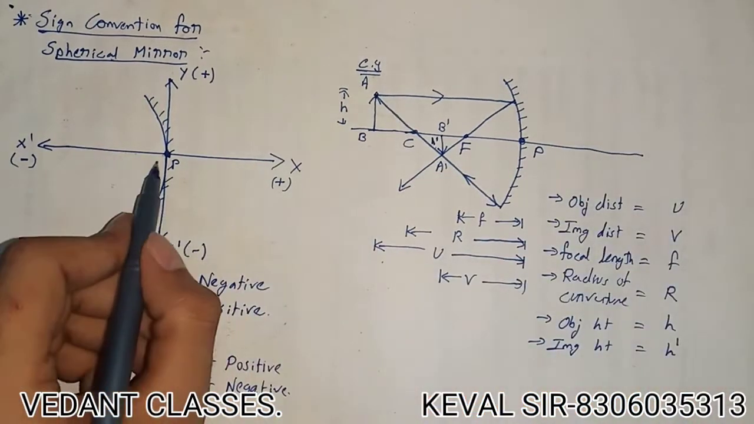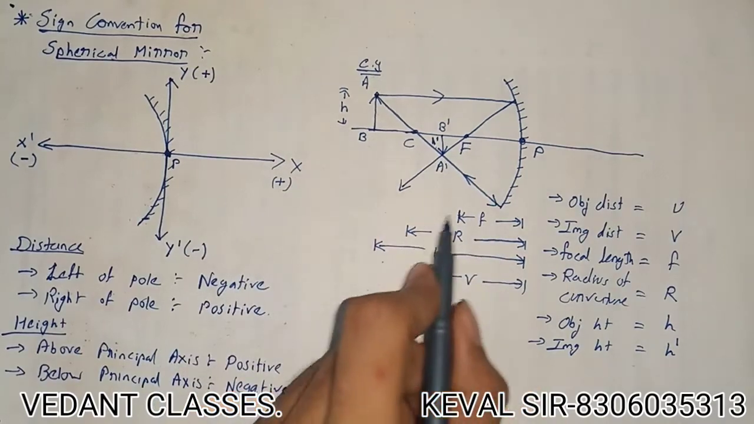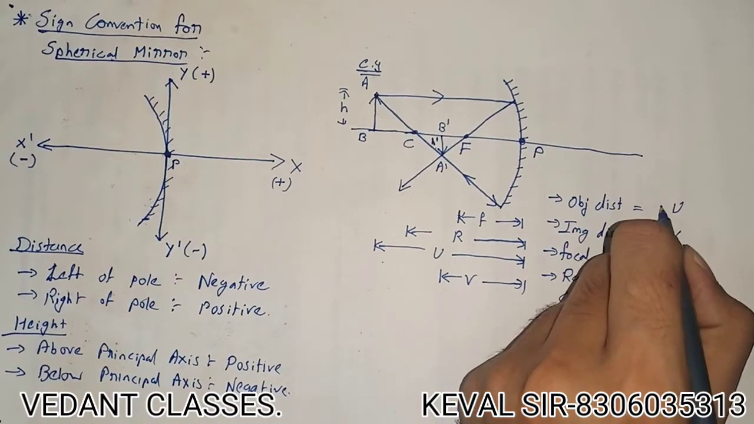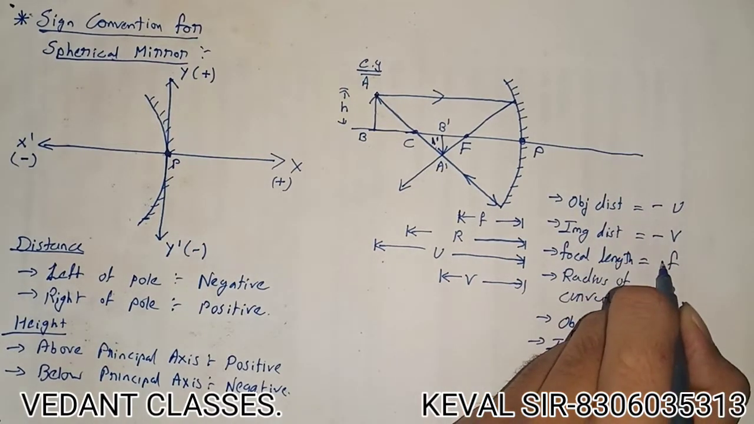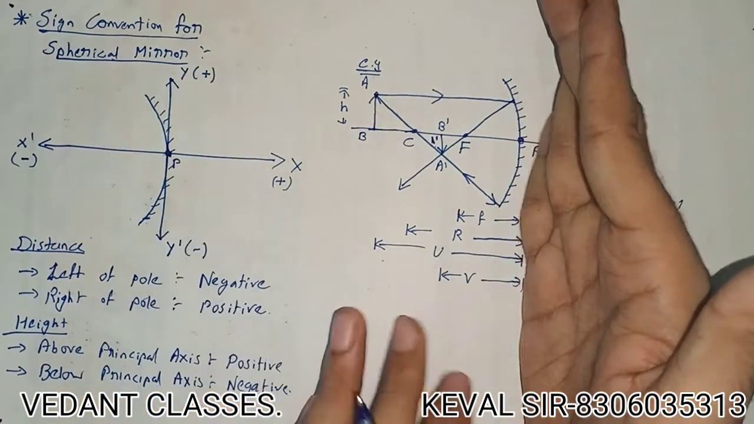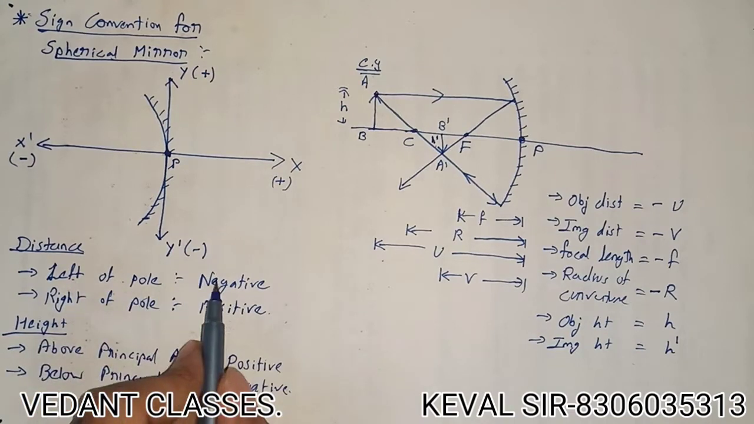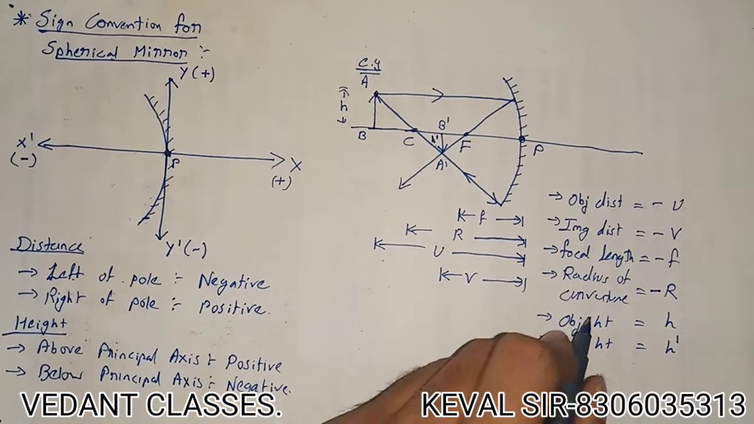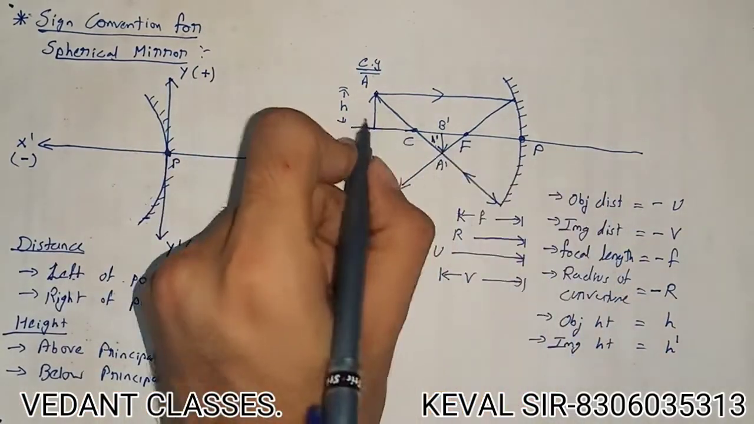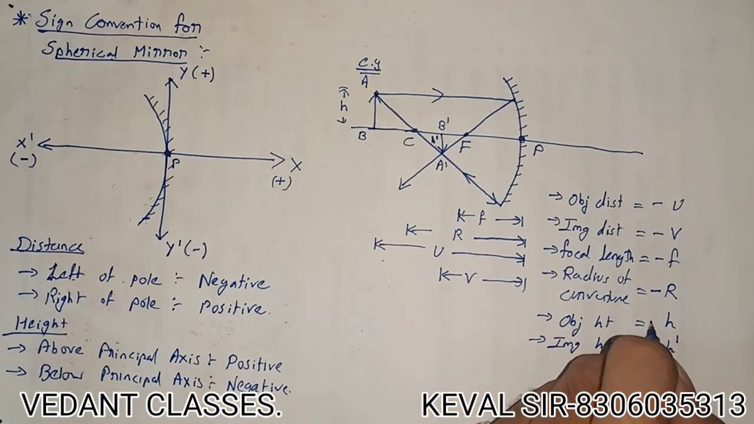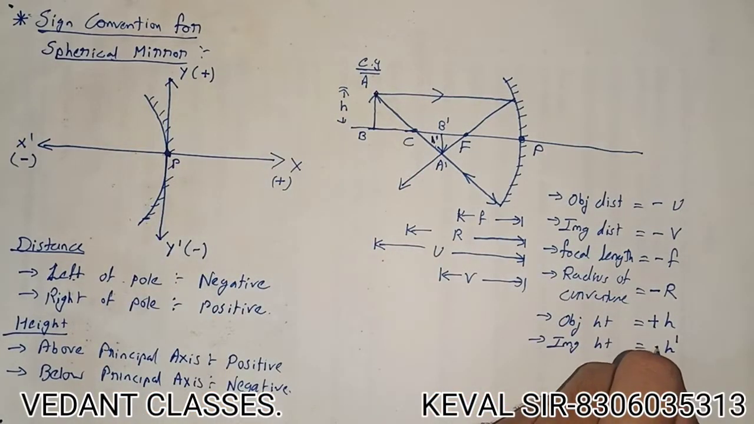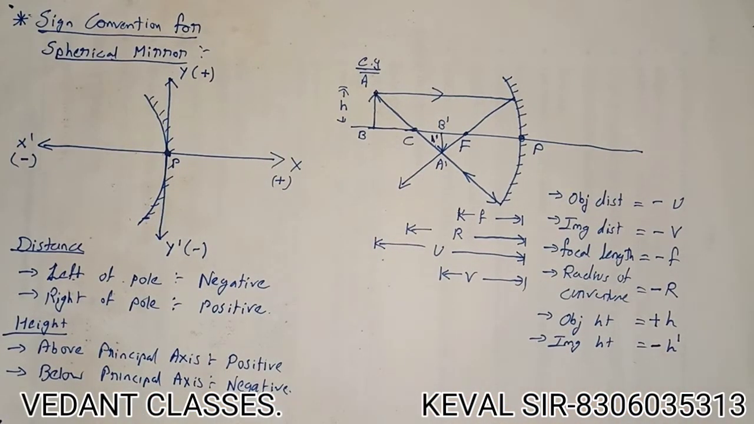Okay, so as you can see from this, all four are left of pole. So in this case all of these will be negative, as they are all left of the pole. If left of pole, then you have to consider it as negative. Now you can see that height of object is above the principal axis, so H is positive. You can see H dash is below the principal axis, so this will be negative. So this is how you can apply the sign conventions.